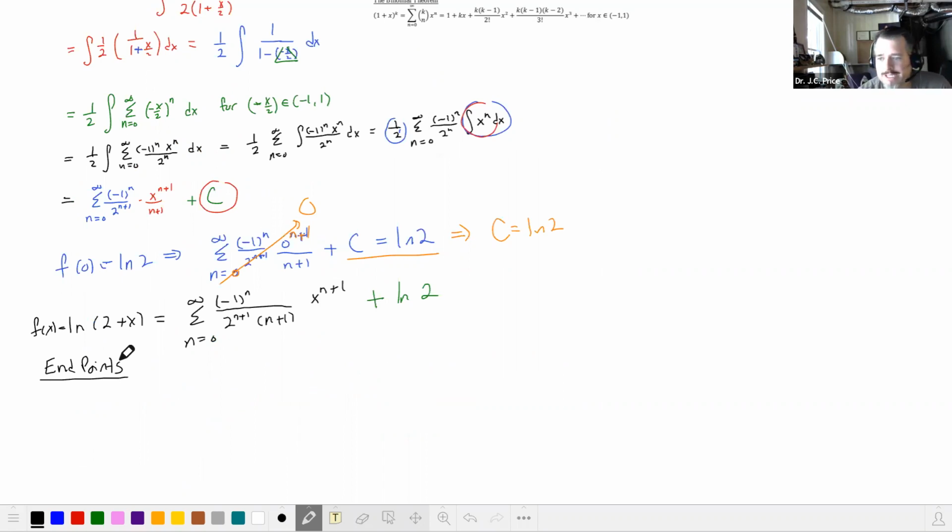So how do we test the endpoints? Well, first we have to remember where this thing is defined. Up here, we kind of left that alone, so we need to fix that. So this is for what? Well, this implies that -x over 2 is between -2 and 2. So we multiply everything by 2, basically. And if you multiply by a negative, it just flip-flops it. So that implies x is still between -2 and 2. So down here, this is good for x between -2 and 2.